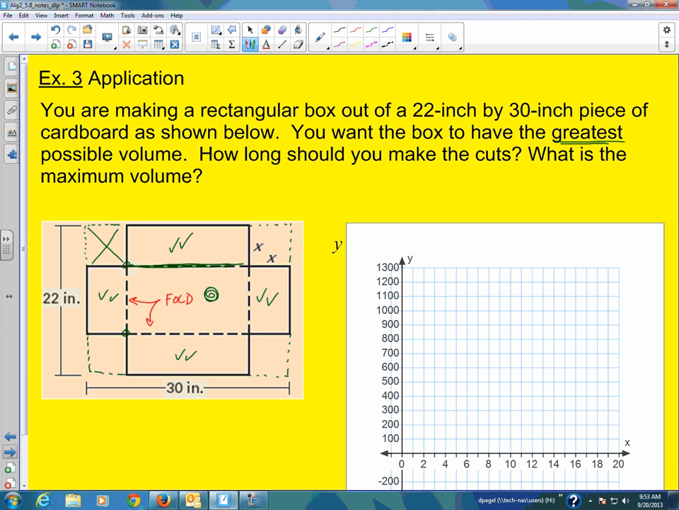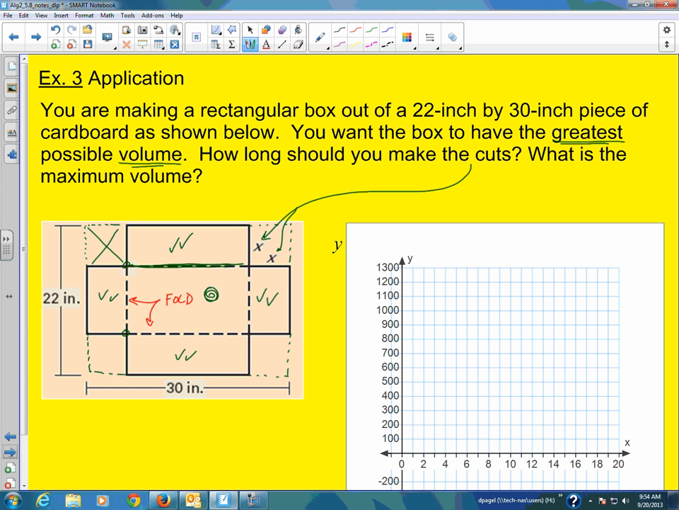So that's an important piece right there. Greatest possible volume. How long should we make the cuts? So the cuts are these values of x. Now notice you're making the same cuts. So you're cutting out squares from the corners here. And then what is the maximum volume going to be? So we got to make sure we understand the problem before we jump right into it.